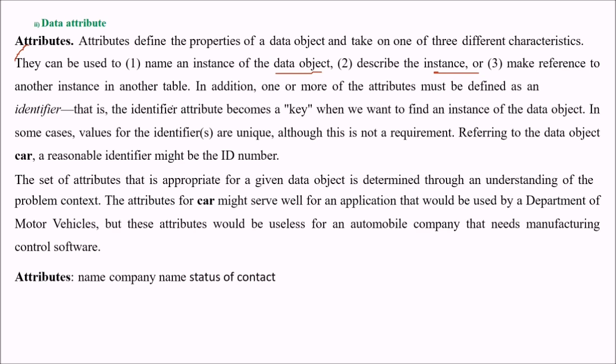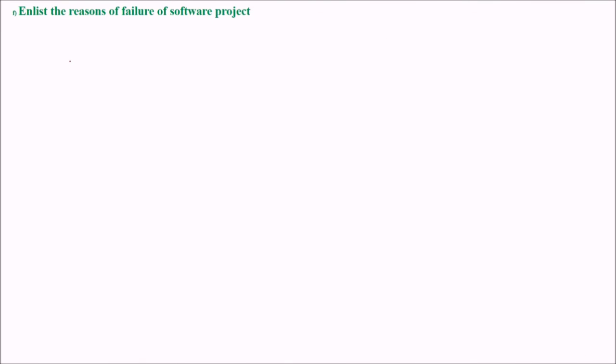That is, the identifier attribute becomes a key when we want to find an instance of the data object. In some cases, the values of the identifiers are unique, although this is not a requirement. Referring to the data object car, a reasonable identifier would be some ID number. The set of attributes appropriate for a given data object is determined through an understanding of the problem context. For example, the attributes for car might serve well for an application used by the Department of Motor Vehicles, but these attributes would be useless for an automobile company that needs manufacturing control software.